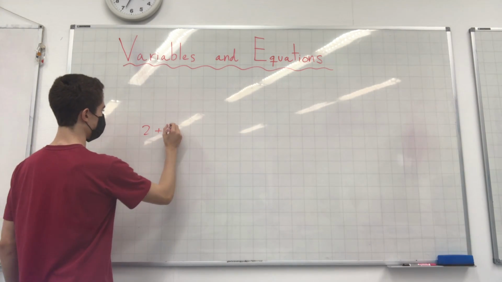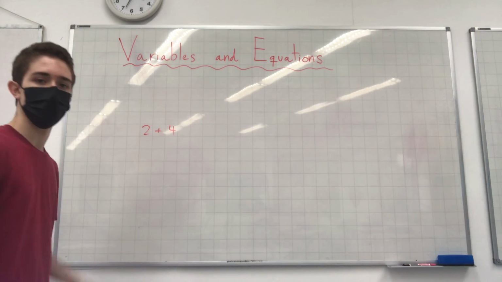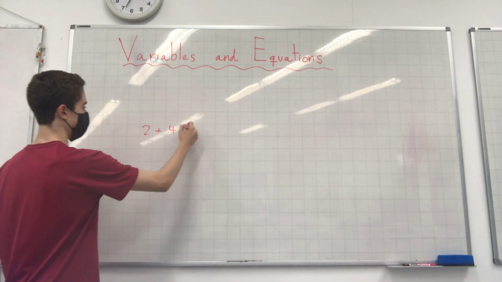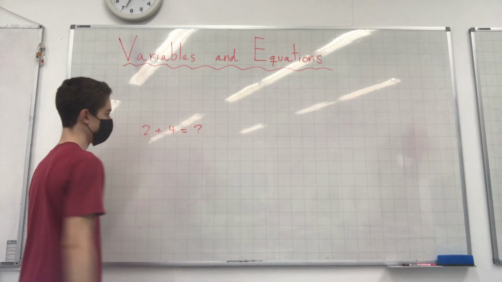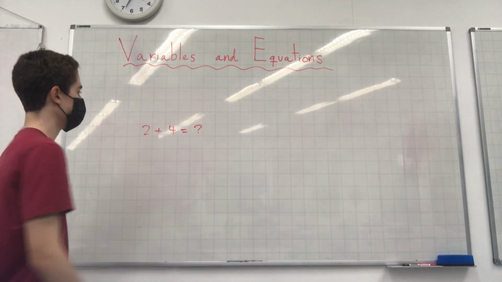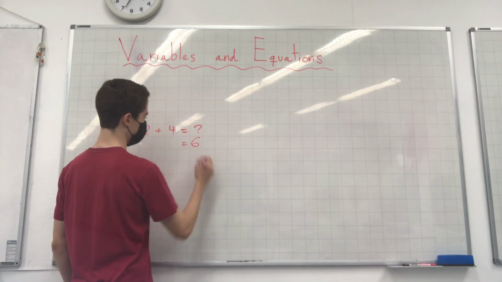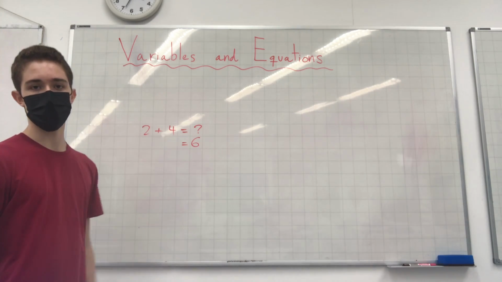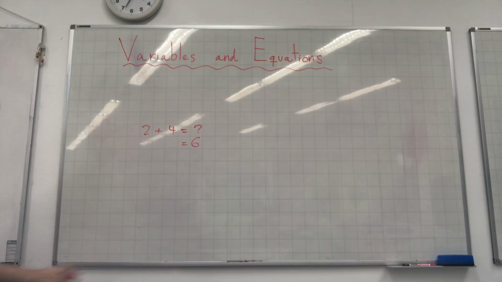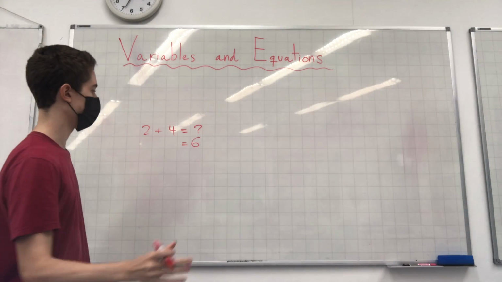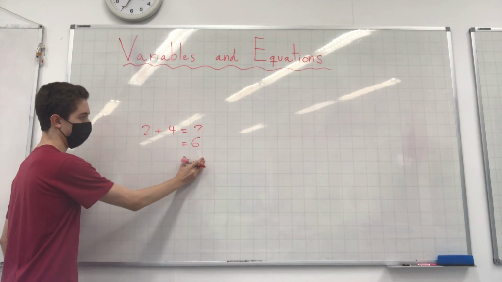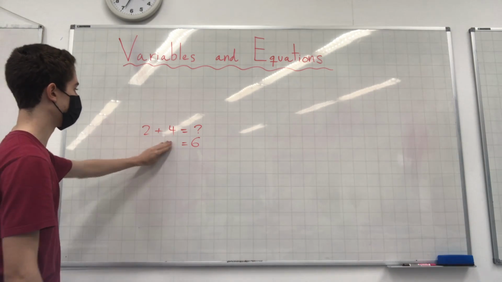2 plus 4, okay? 2 plus 4 equals something that we don't know yet, right? And to get this answer, we just add 2 plus 4 together, right? And we get the answer 6, right? Very simple, just addition.